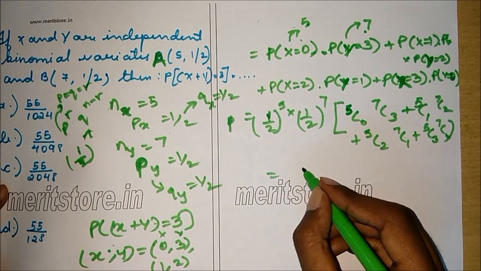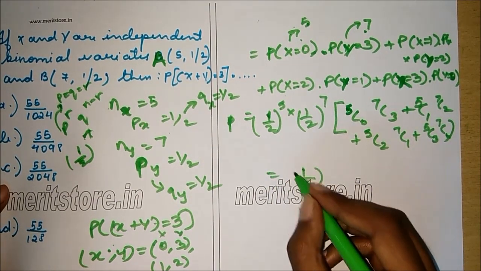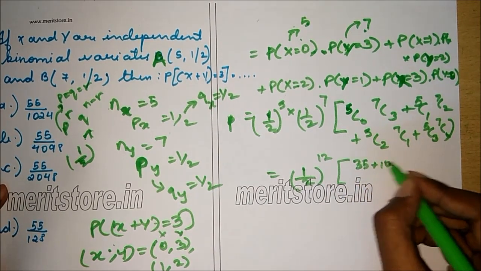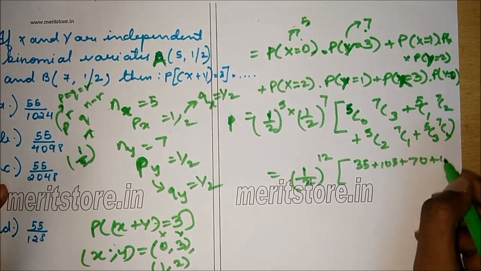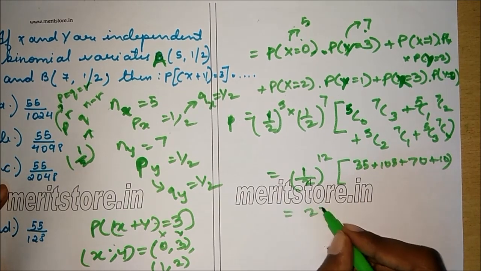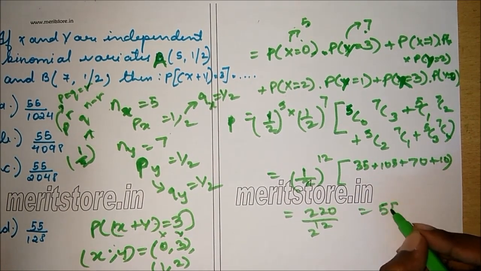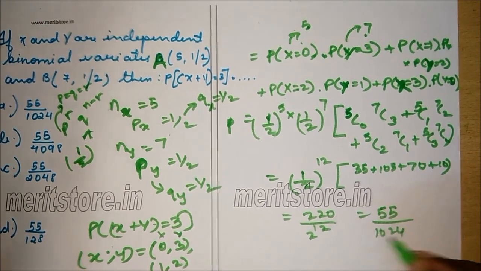So this will be half raised to 12, 35 plus 105 plus 70 plus 10. This is 220 by 2 raised to 12. So this will be simplified as 55 by 1024, which is option A.